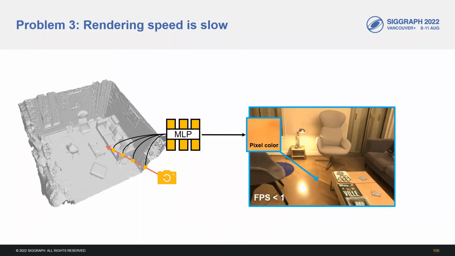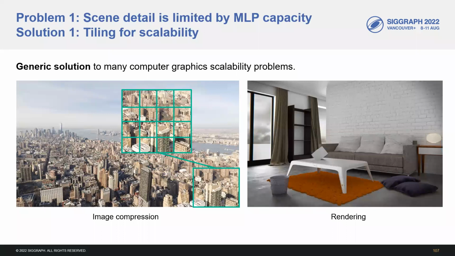You're probably thinking, I know how to do scalability. I'm going to use tiles, right? Oh yeah, tiles. We use them for everything. Like image compression or rendering, right? It's just a generic solution. I'm just going to chunk the space and solve subproblems, right? No problem. All right, how can we apply this?